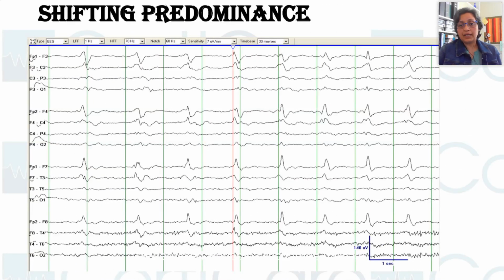Another confusing term that we have difficulty describing is when we see that these patterns, these discharges, are jumping from one point to another. They are changing in frequency, they are changing in morphology, and maybe their voltage is becoming different. So then we put them under a category of shifting predominance. That predominance, like I said, could be frequency, morphology, or voltage.